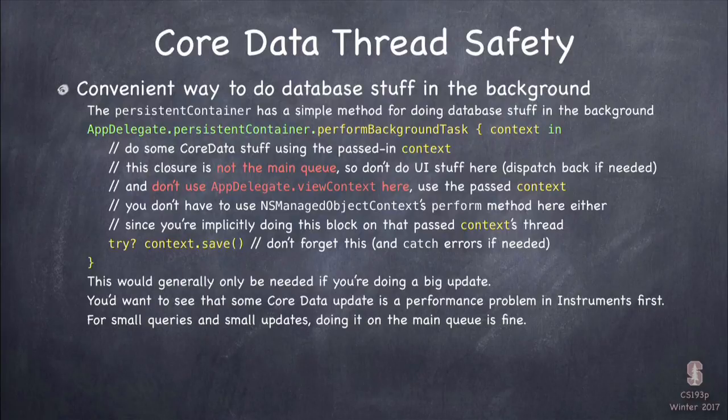Now, inside this closure, a couple of things to be really careful of. One, never use view context in here. Do you see why that would be horrendously bad? Because this closure, by definition, is not executing on the main queue. By definition, this closure is on a separate, background queue. That's the whole point of this thing, to put this on another queue. So never use view context in there. That's why it's in red.